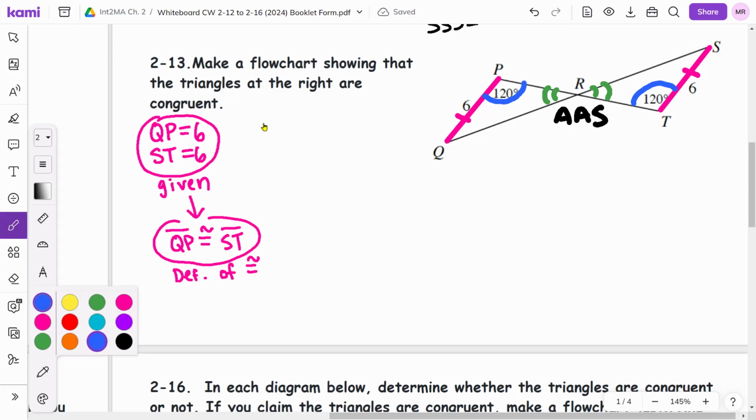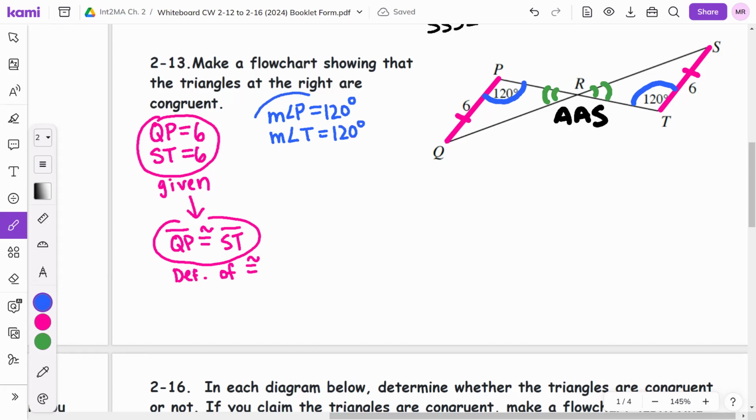Okay, now I'm going to talk about the angles here. So I'm going to say measure of angle P is equal to 120 degrees. Measure of angle T is equal to 120 degrees. Since these both have the same measure because of given, that's going to lead to me being able to say that angle P is congruent to angle T. Reason: definition of congruence.